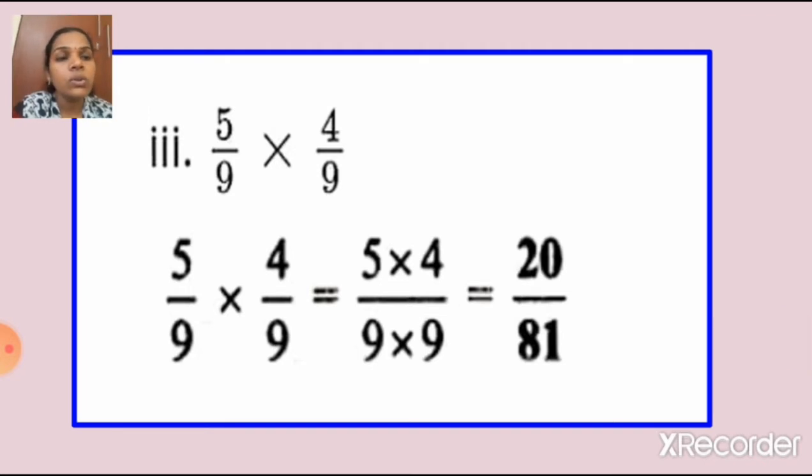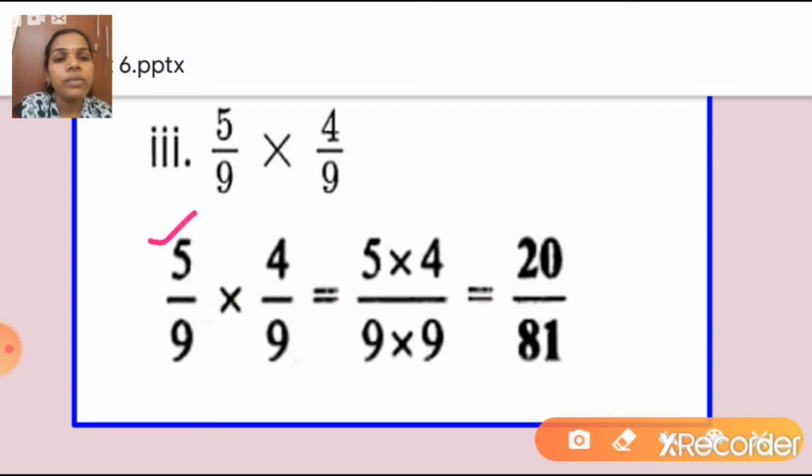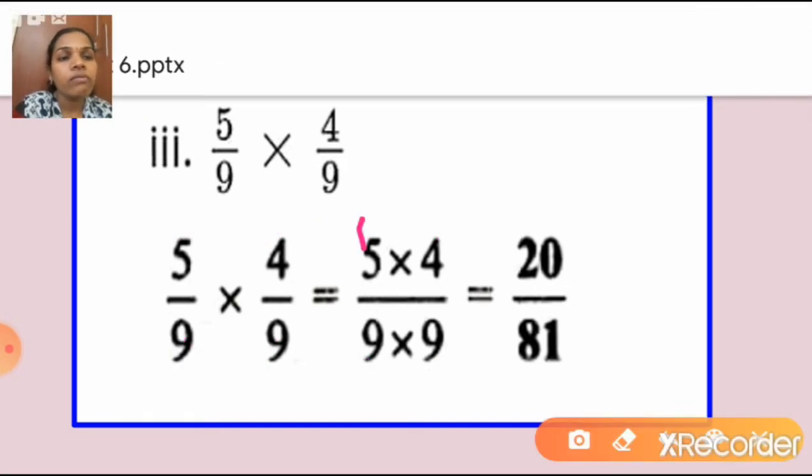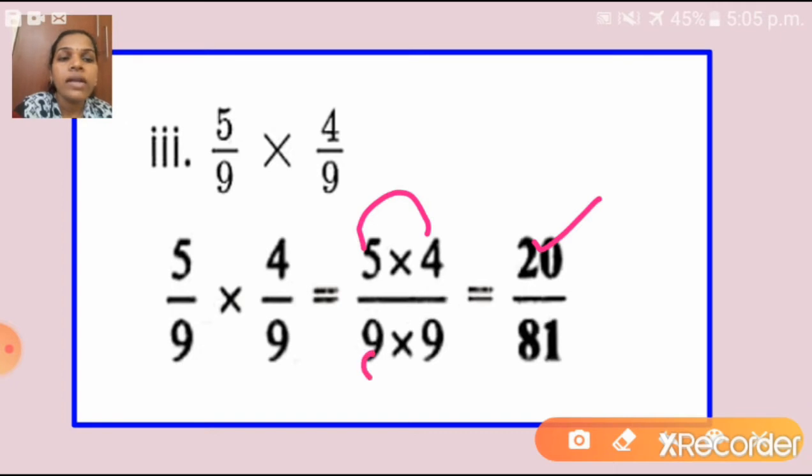Third sum is 5 upon 9 into 4 upon 9. So see here, 5 into 4, that means numerator into numerator, upon denominator into denominator, that means 9 into 9. Next step, multiply and write. 5 fours are 20, 9 nines are 81. So 20 upon 81. Can you simplify here? No. So 20 upon 81 is your answer.